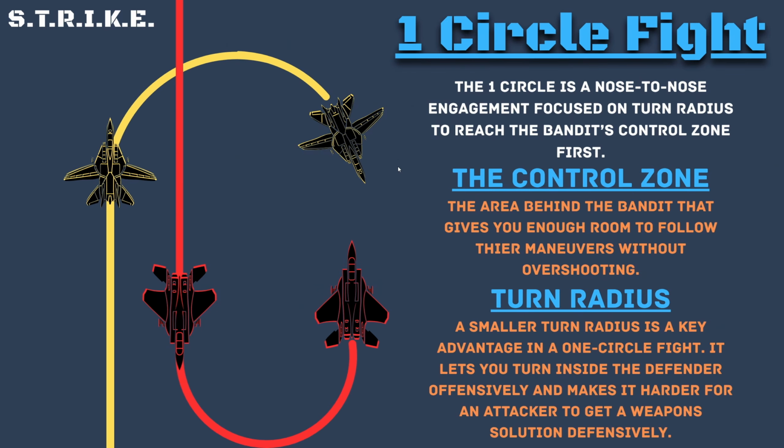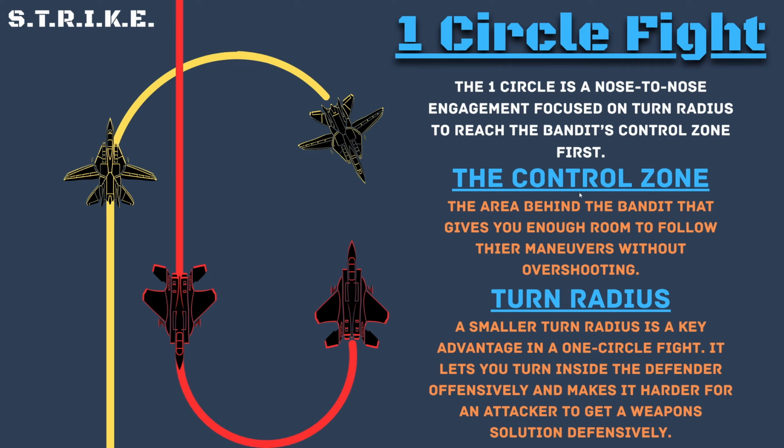The one circle fight. The one circle is a nose-to-nose engagement focused on turn radius to each of the bandits' control zones first. So we have a little example over here. We talked about control zone and turn radius up here, but I'm going to go over the little example. So in our 1-to-1, they both pass by each other here going opposite directions. And for the one circle, they both turn the same direction, meeting nose to nose basically.